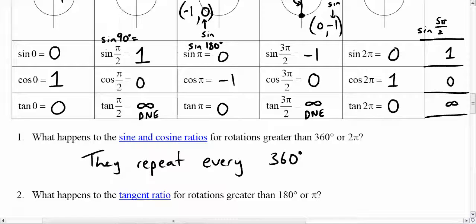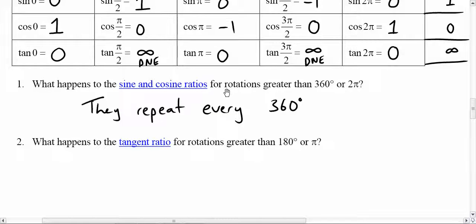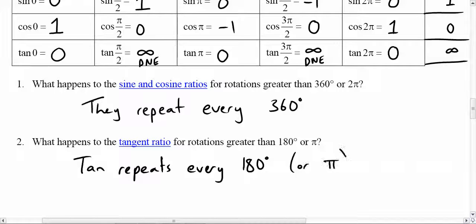Okay, sine and cosine repeat every 360 degrees. So after 2 pi, they'll start to have the same angles again, the same ratios. How long does it take for tangent to repeat? Only every 2 terms it repeats. So that's every 180 degrees. So after 180 degrees, tangent repeats, which is pi radians.